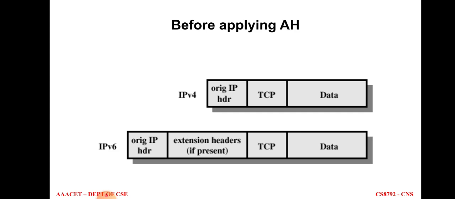Initially, IP version 4 has the original IP header, the protocol TCP or UDP, and the data which has to be transferred from source to destination. But after applying AH, that is the authentication header, the second cell has an extension header. This extension header was introduced by using the authentication header, AH.